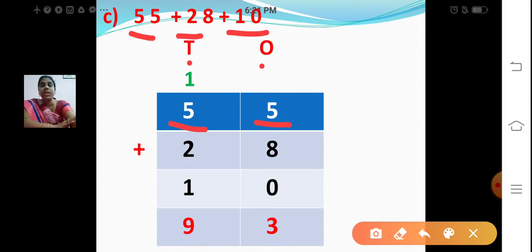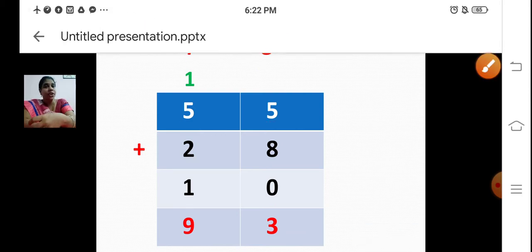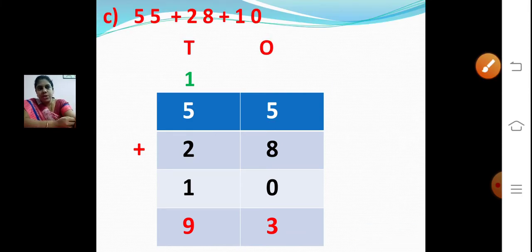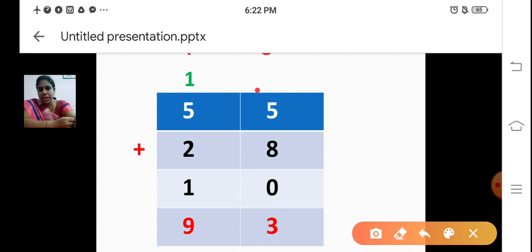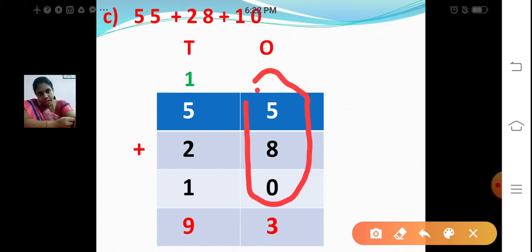Take the second number 28. 8 in the ones place. 2 in the tens place. Now take the third number 10. So 0 in the ones place and 1 in the tens place. Now let's add the three numbers. We are going to do addition, right? So we are going to add the ones place first. We have to start from the ones place.